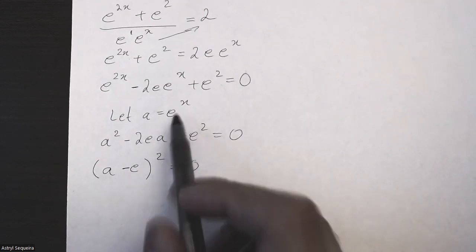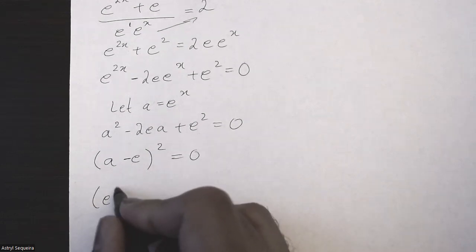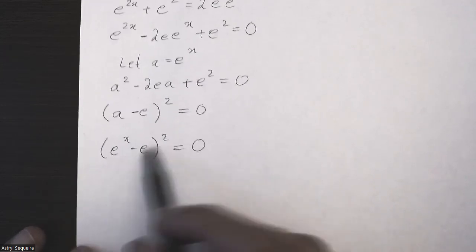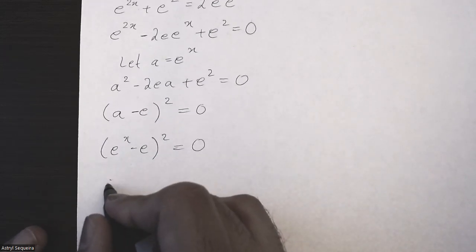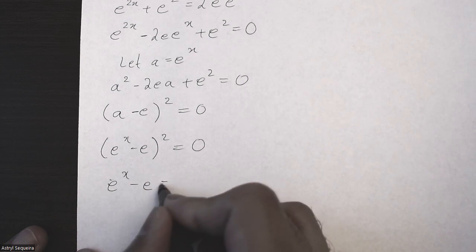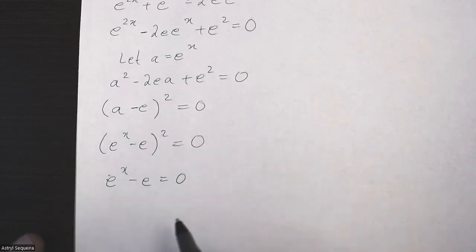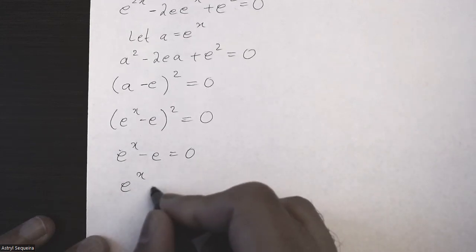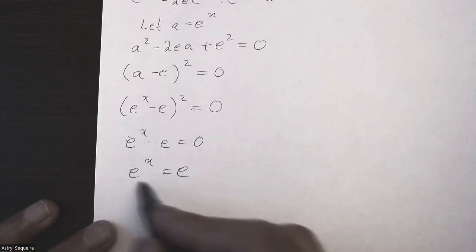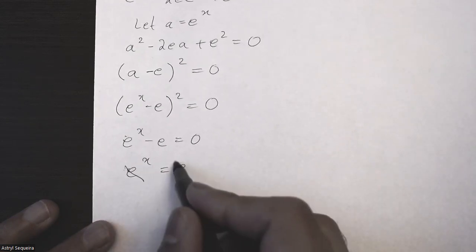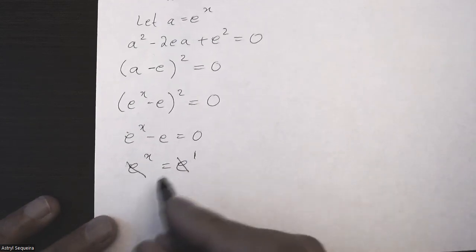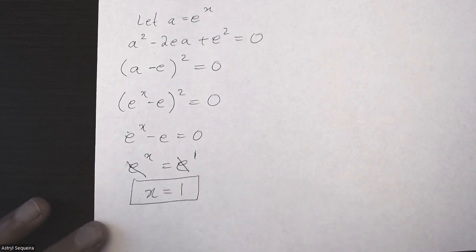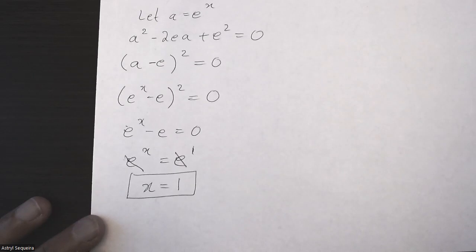Now I can replace the a back with e to the x. So (e to the x minus e) squared equals 0. And then I can just solve this. It's just e to the x minus e equals 0. I don't need the square because if I square root the other side, the 0 just stays as 0. Then I can just move the e to the other side. And now the bases are the same, so I can cancel them. I'm just left with the exponents. Remember, there's a 1 here. So x equals 1 is the x value of our point of intersection.